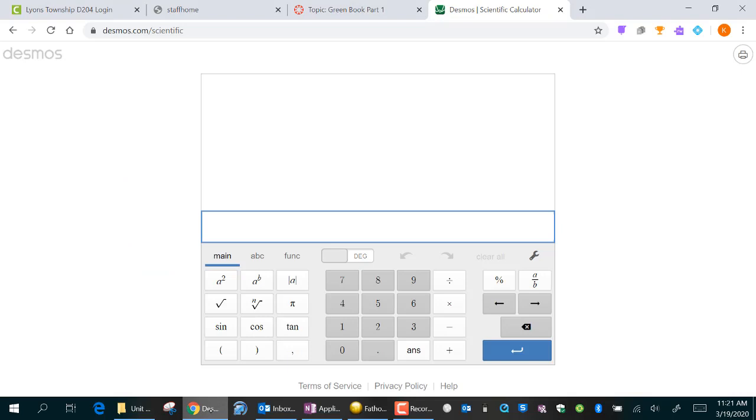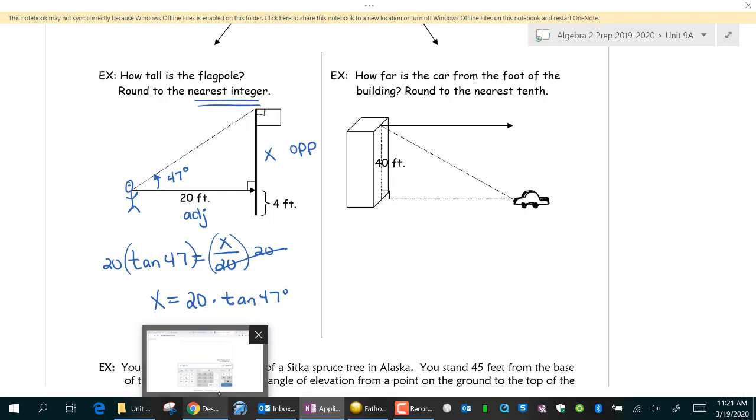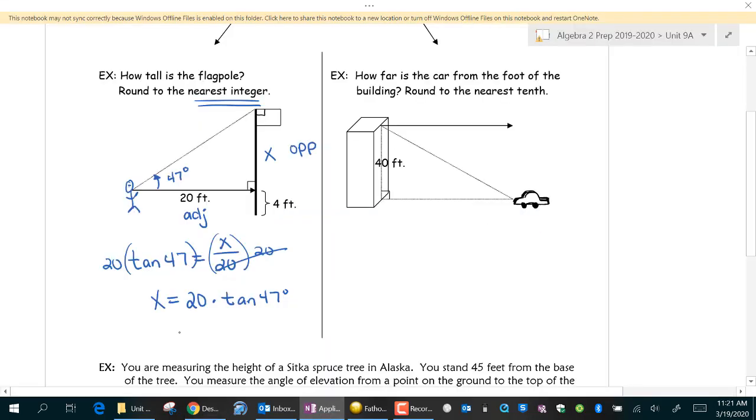So now I'm going to go to my calculator, and I'm still going to be using Desmos. So 20 times tangent of 47. Again, always make sure that you're in degree mode. So I get 21.447. And it says round to the nearest integer, so this is going to be the nearest whole number. So I'm just going to round to 21. Now, notice that I have this 4 feet from below. So I'm going to actually add that to the units that we just found. So when I add that together, that tells me that the flagpole is 25 feet tall.